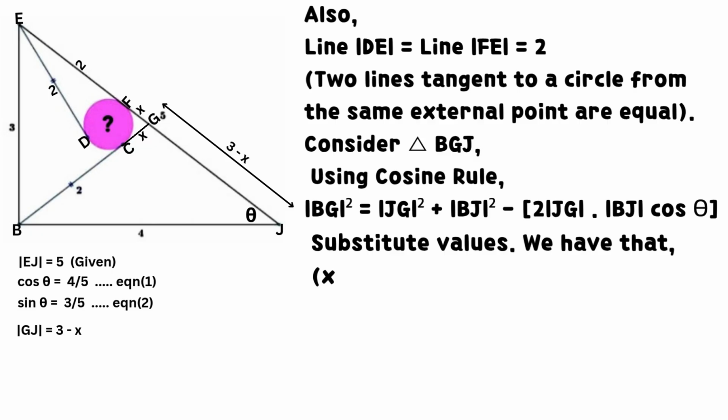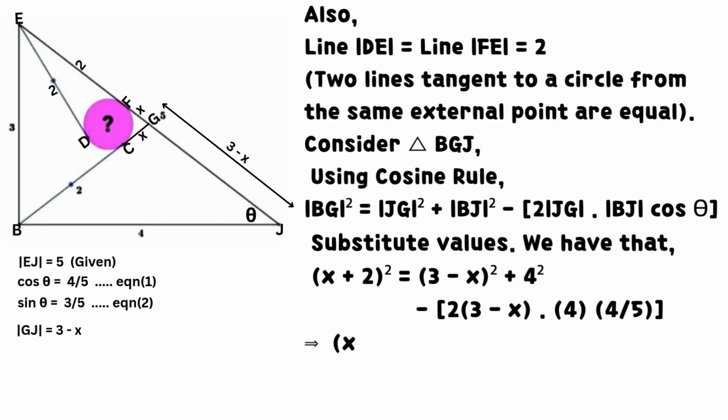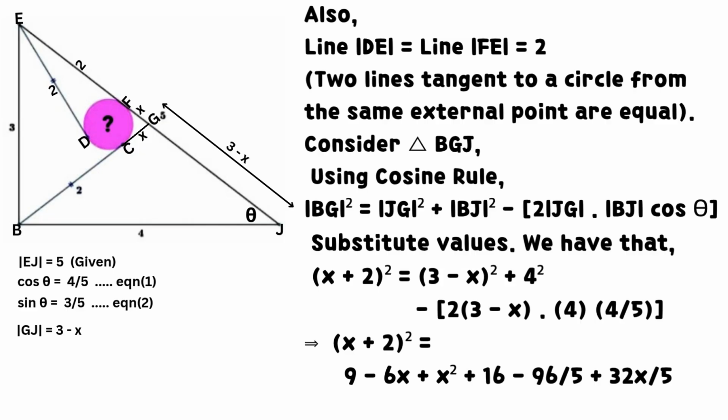Substitute values. We have that the square of the sum of x and 2 equals the sum of the square of 3 minus x and the square of 4, minus 2 times the product of 3 minus x and 4 multiplied by 4 divided by 5. Simplify, so that the square of the sum of x and 2 equals 9 minus 6 times x plus square x plus 16 minus 96 divided by 5 plus 32 times x divided by 5.